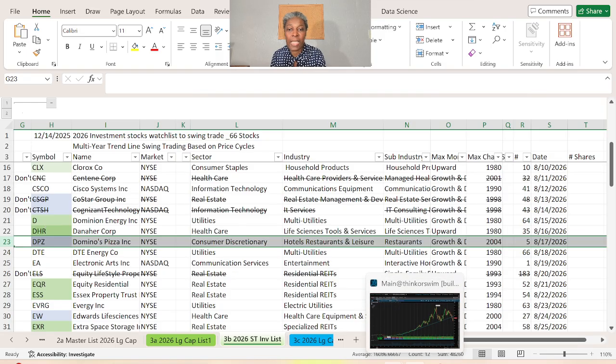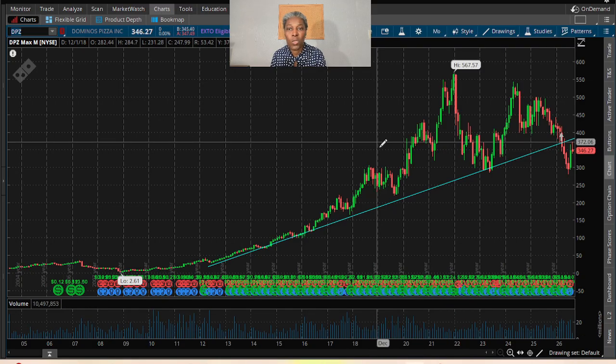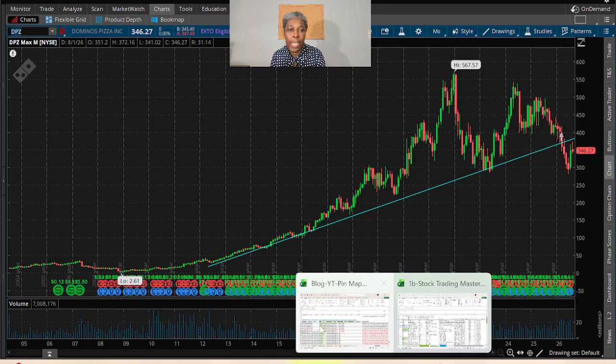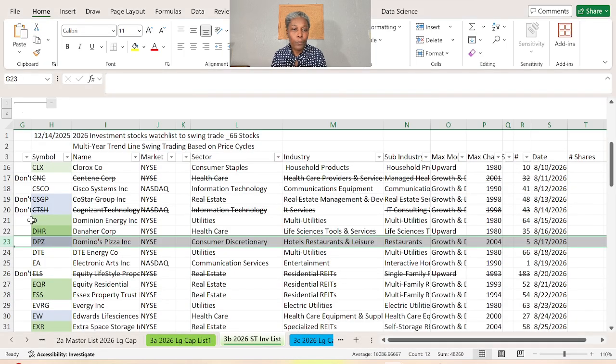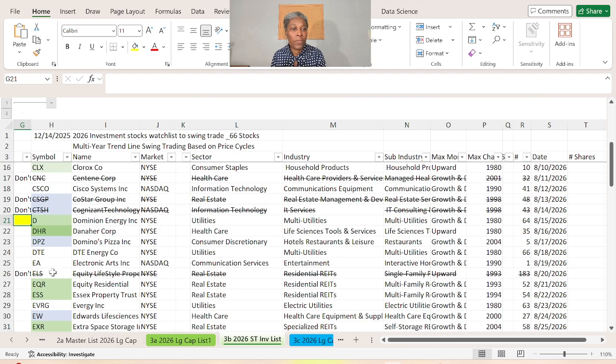But this is a clean chart, and I like that. So far we found 2 of them with that clean chart, and I think it is well worth noting as well.